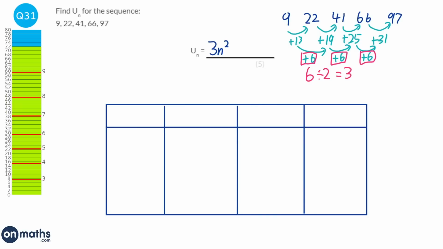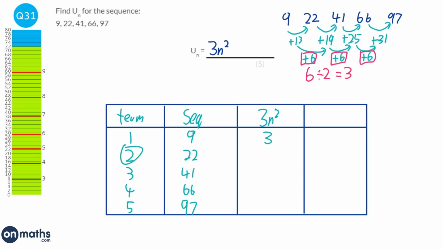And we're going to have our term number and our sequence. So term numbers will just be first, second, third, fourth and fifth. So 1, 2, 3, 4, 5. The sequence is just 9, 22, 41, 66 and 97. Now we know that 3n squared is part of our sequence, so what we're doing now is just removing the 3n squared bit and see what we have left over. So we're going to do 3 times 1 squared, which will be 3, 3 times 2 squared, which will be 12, and then 3 times 3 squared, 27, 3 times 4 squared, 48, 3 times 5 squared, 75.